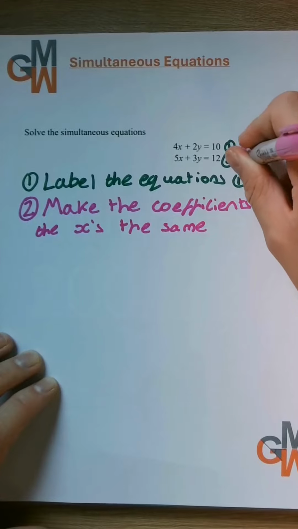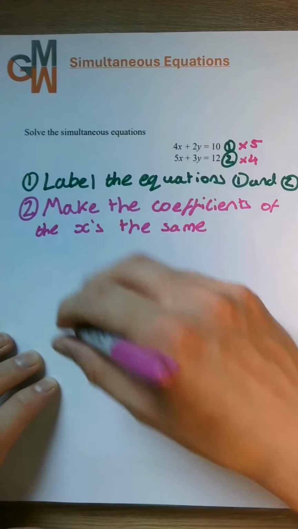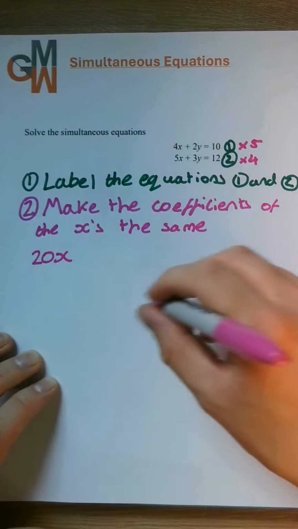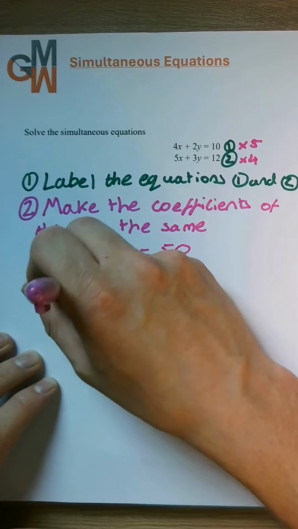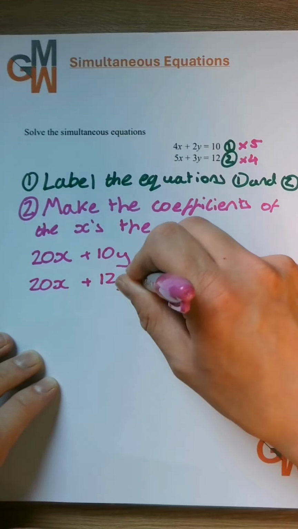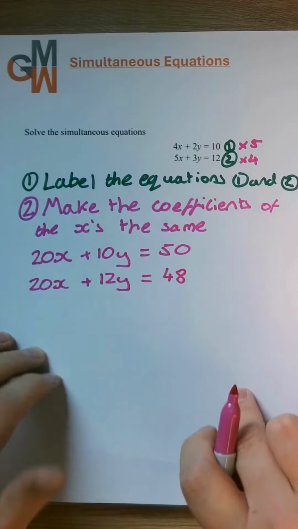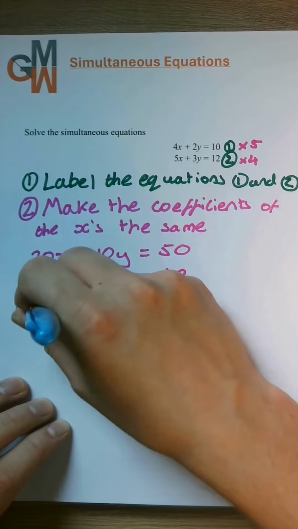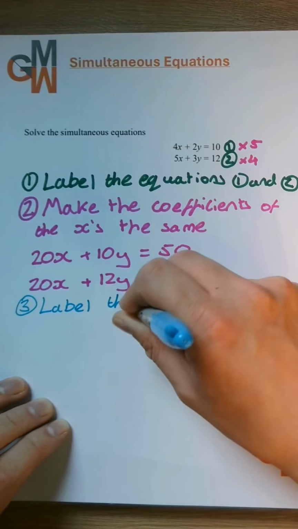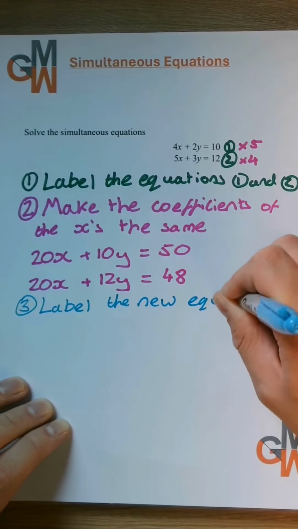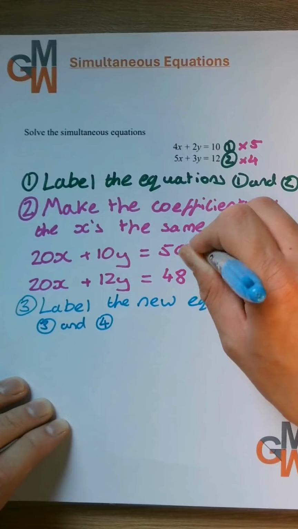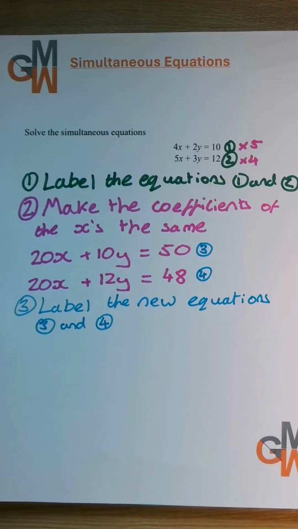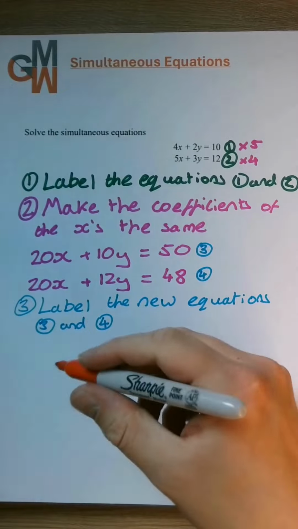Our second step is to make the coefficients of the x's the same. So right now we have 4x and 5x from our first and second equations. We have to find the lowest common multiple of these and then multiply the entire equations by how to get there. So for example, 4 and 5, our lowest common multiple is 20. So we'd need to times our entire top equation by 5 and our entire bottom equation by 4.